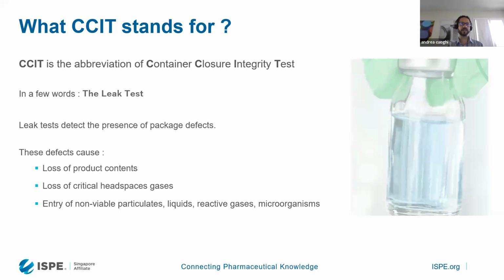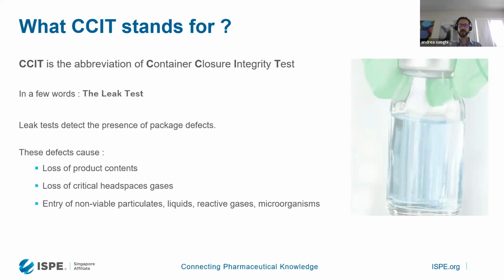So first basic question, what does CCIT stand for? CCIT is an acronym and it stands for Container Closure Integrity Test. So basically this is the leak test. Leak tests are very important to detect different kinds of problems on the packaging of a product.